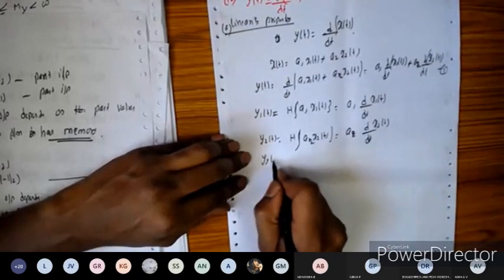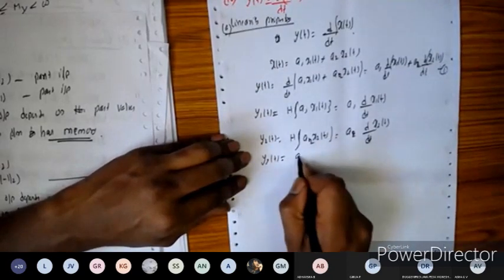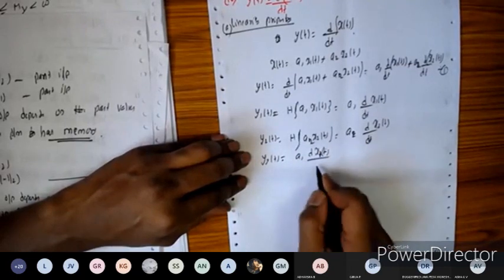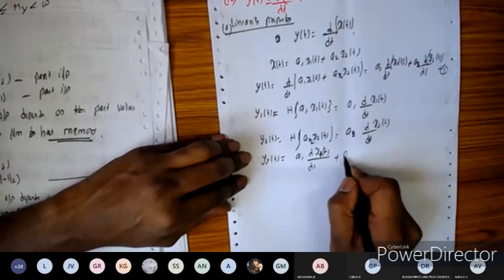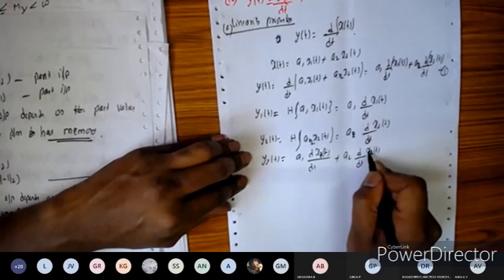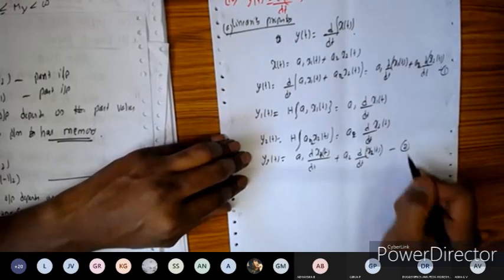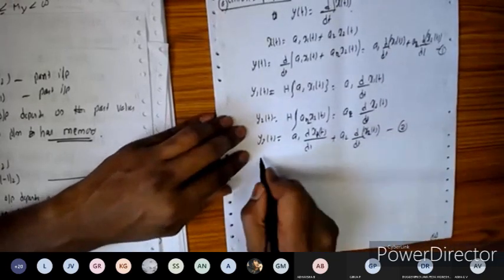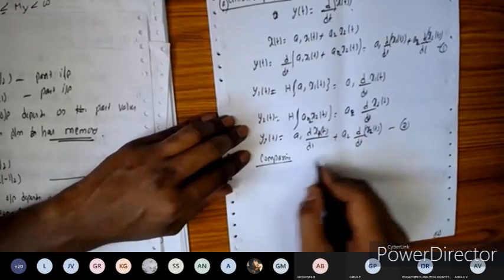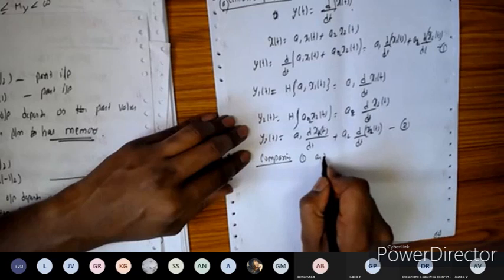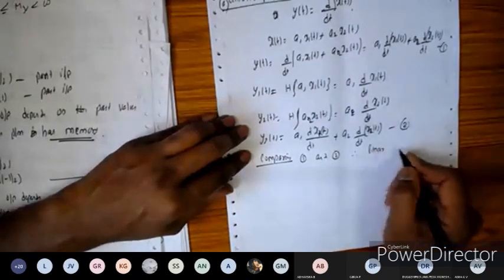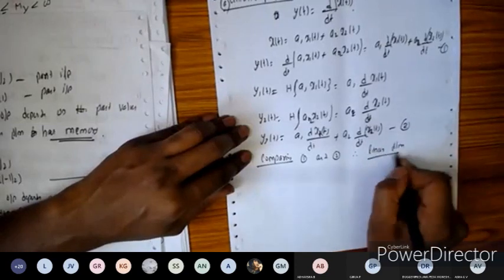Add these two things. So y3 of t is equal to a1 into d x1 of t divided by dt, plus a2 into d by dt of x2 of t. Call this equation number 2 here. So comparing equation 1 and 2, since both are one and the same, the system is a linear system here.